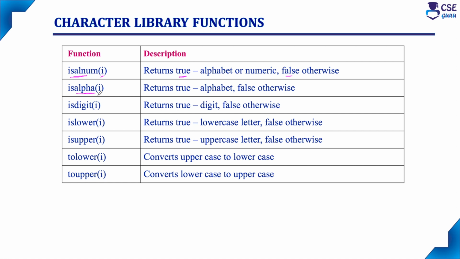Next is isalpha of I. This is to check the alphabet only. Suppose the I value you have given is an alphabet A, B, C, D, anything, it will return true. Otherwise, any other integer value or special characters, it will return false. Next is isdigit of I. It is to check the integer. So if you have given any number, isdigit of 9 will return true. Suppose isdigit of A, it will return false.